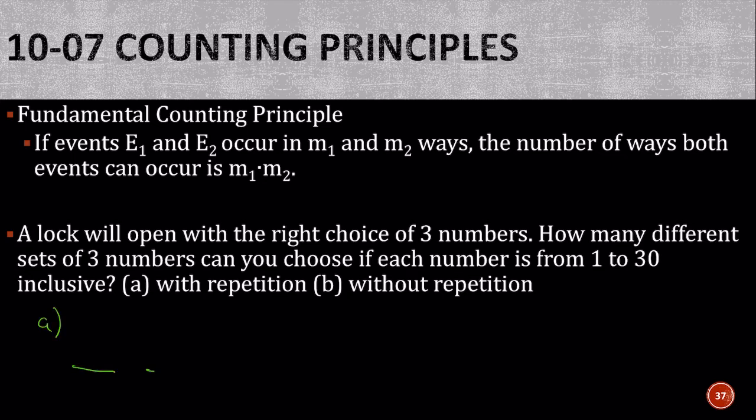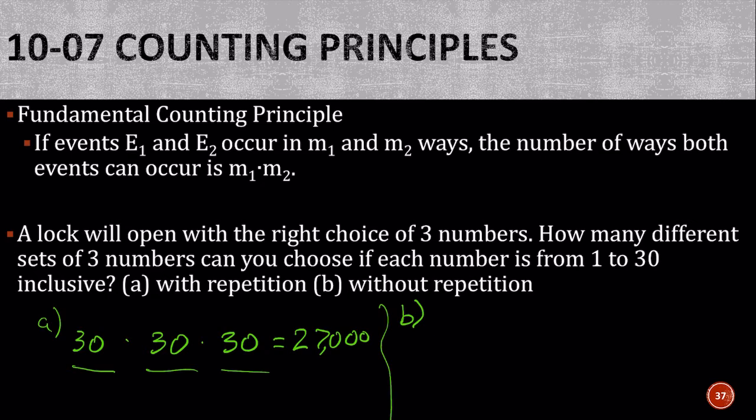Well, we have 3 numbers. So my first number, I can choose any of 30 numbers. The second number, I could choose any of 30 numbers. And the third number, I could choose any of 30 numbers. Multiply those together, and we get 27,000 different numbers.